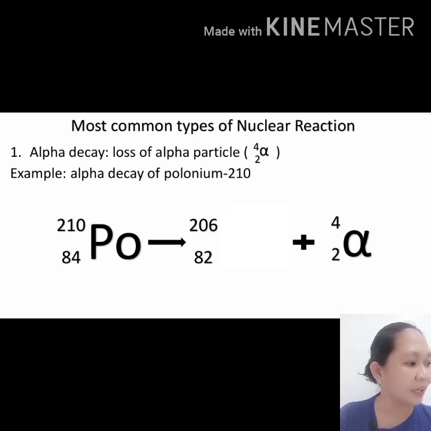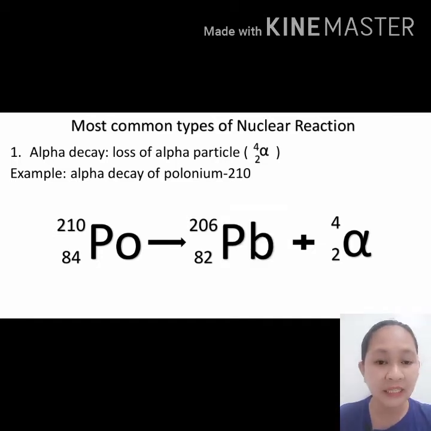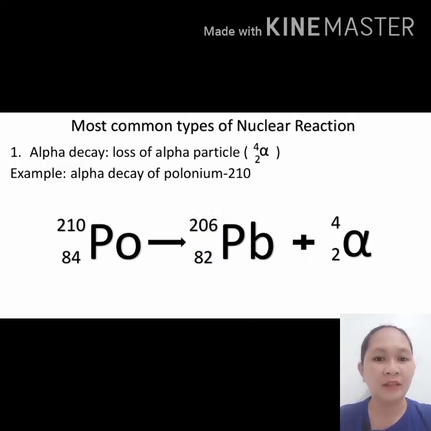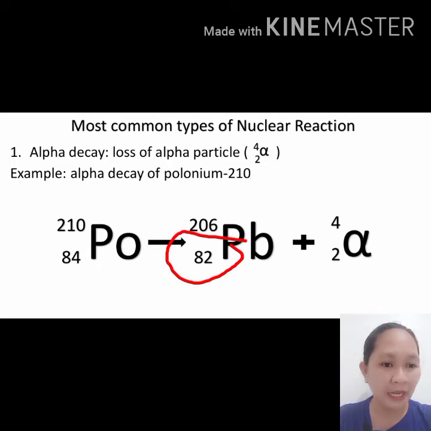So, kung makikita natin, ang element na mayroong atomic number na 82 is lead. So, lead is represented by Pb. So, yung ating polonium, dahil nag-undergo ng alpha decay, ay naging lead or Pb. So, ang ating new element has a superscript of 206 and subscript of 82.